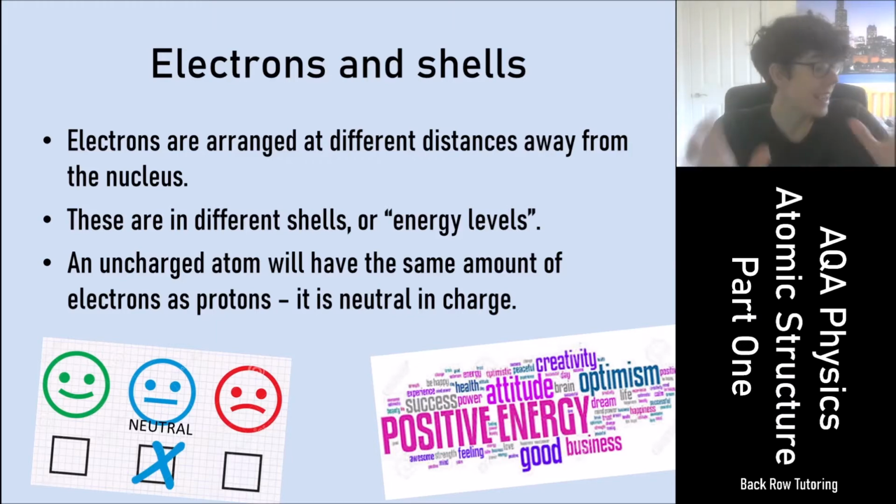So if you take, let's say, oxygen, and you have a certain amount of protons in the nucleus and a certain amount of electrons in the shells, if those numbers are equal, it means that atom is not charged. If that atom has lost some electrons, it will have an overall positive charge, and that's called an ion.